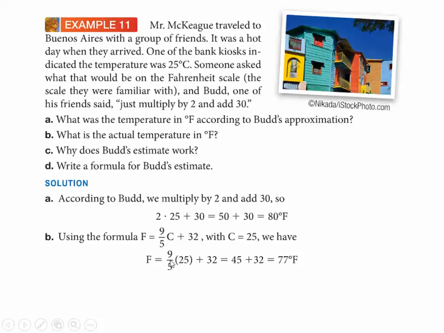If we do that, the 5 and the 25 reduce down to 5, so 5 times 9 is 45. 45 plus 32 makes 77. Hey, Bud is not bad. He's off by 3, that's not bad. Okay, so the simplest version is, again, multiply by 2 and only add 30. Add just a little bit less to compensate. Because what's 9 divided by 5?